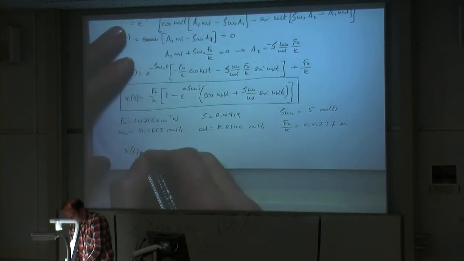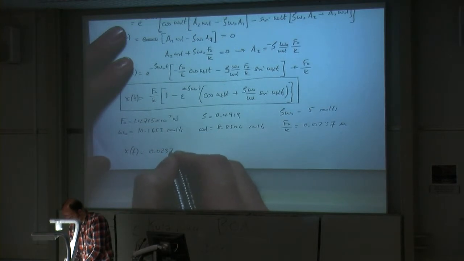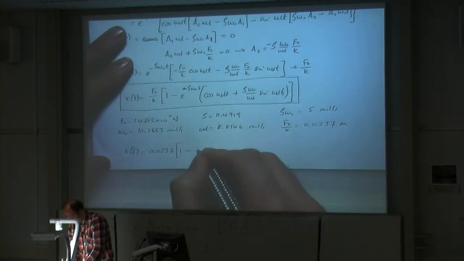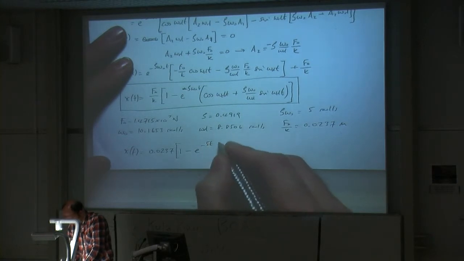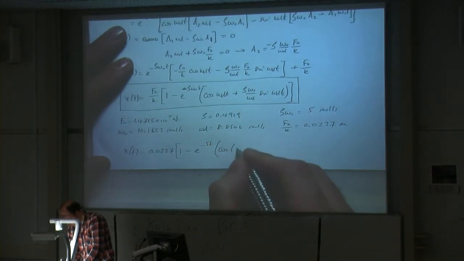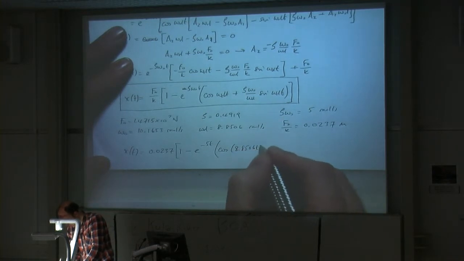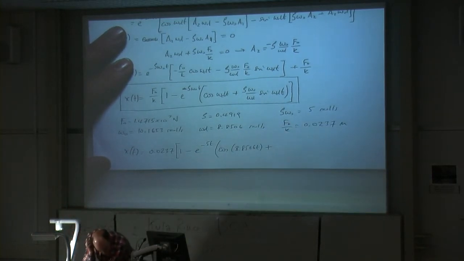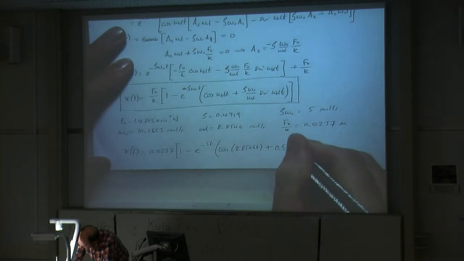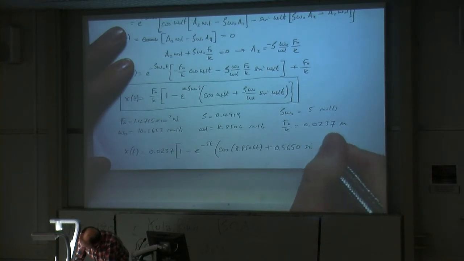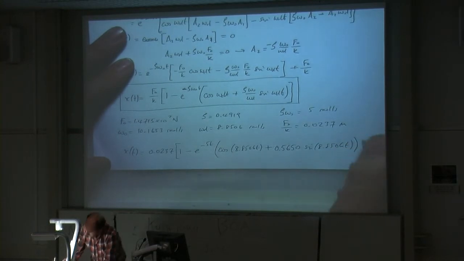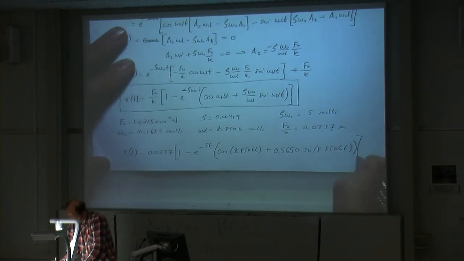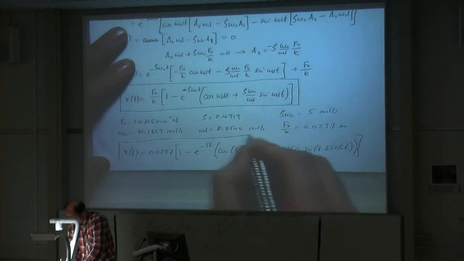X of t equals 0.0237 times 1 minus e to the minus 5t, cosine 8.8506t, plus, and then we have 5 divided by that, which gives us 0.5650, sine of 8.8506t. And there is the final solution with the numbers plugged in.